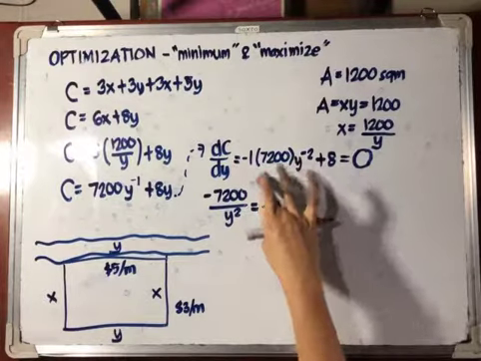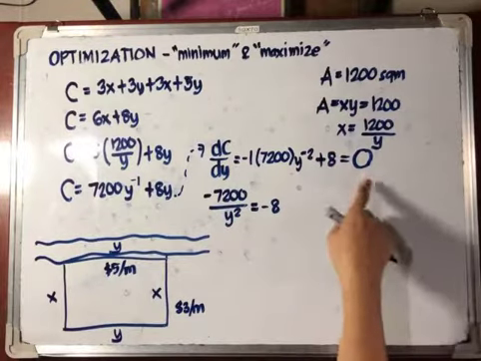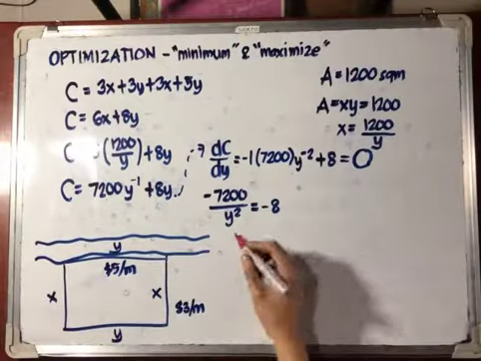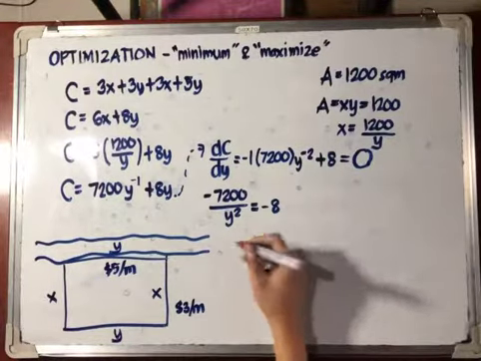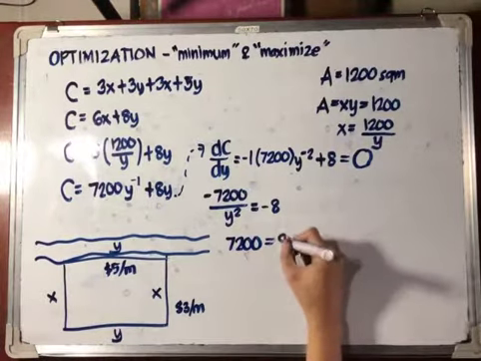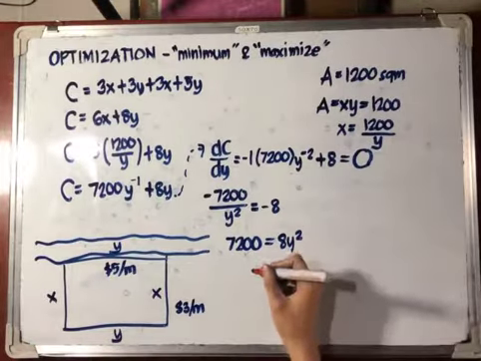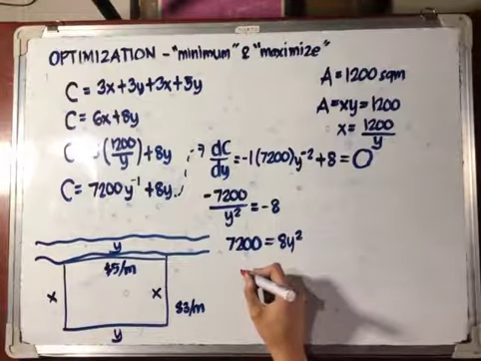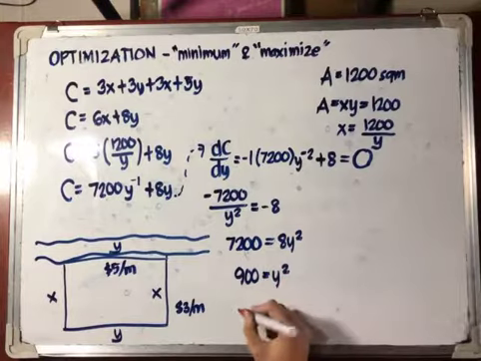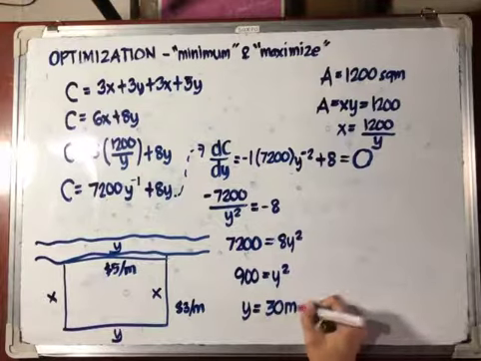I simplified this by putting the y back in the denominator and transposing the 8 to the other side. That's why it is negative 8 here. Then cross-multiplying and removing the negative sign, this would be 7,200 equal to 8y squared. Divide by 8, that gives us 900 equal to y squared. So y is the square root of 900, which is 30 meters.